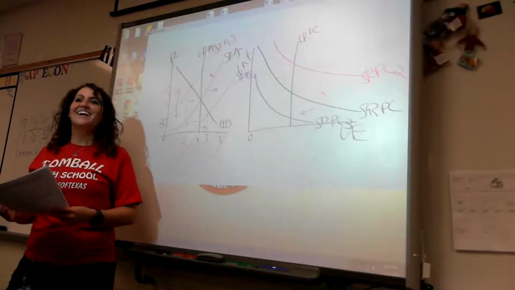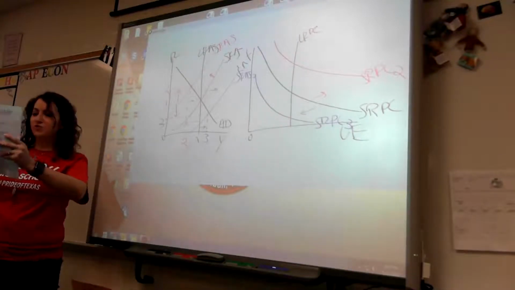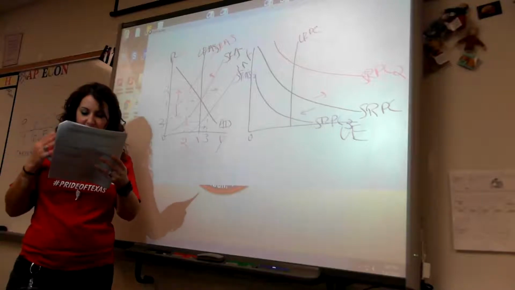Sit your butt down. Okay, all right, so that is the Phillips curve and how it's related to aggregate supply and aggregate demand.